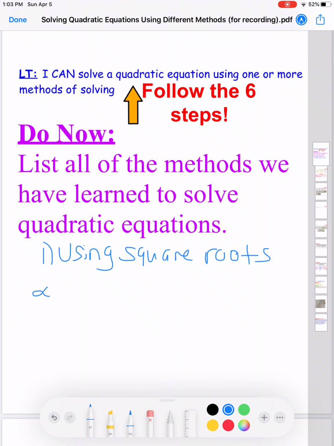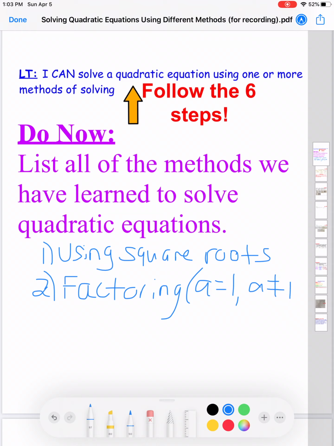The second method that we learned about was factoring. Now we learned two different ways to solve by factoring depending on the type of problem that we had. We have factoring when a is 1 and we have factoring when a is not 1. Now for both of those methods, our equation needed to be in standard form and then we could use factoring to solve.